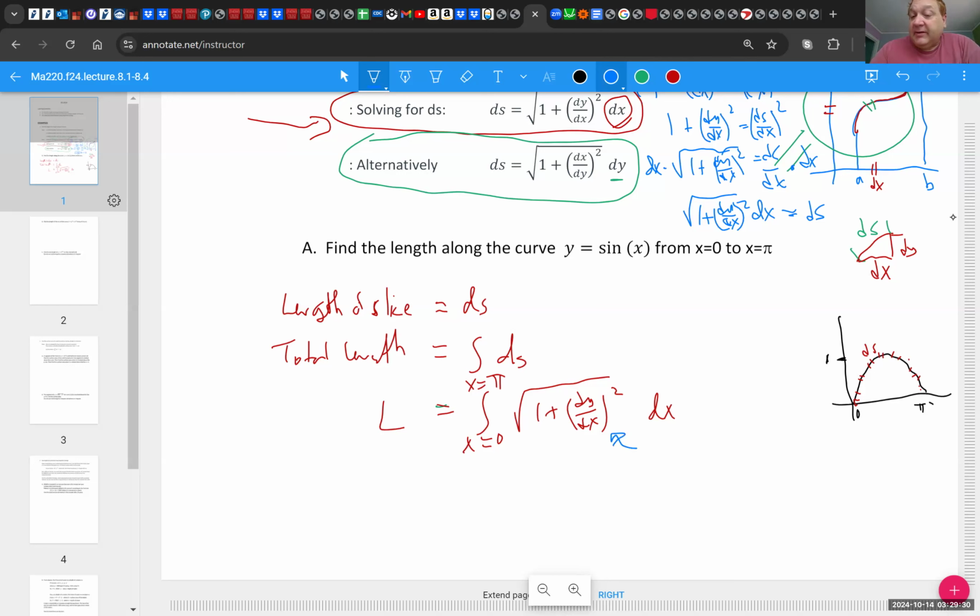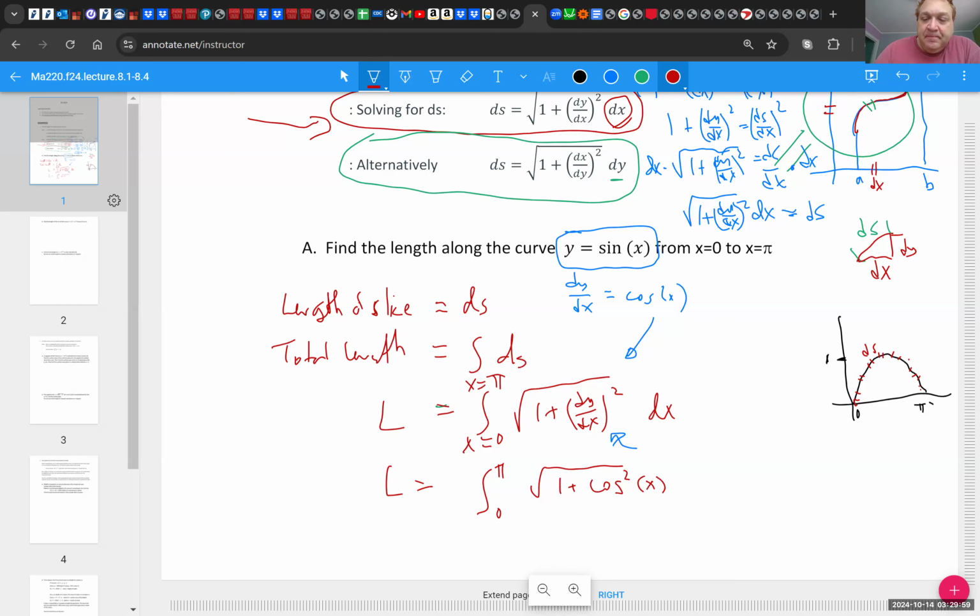But we know what dy dx is. Dy dx is just the derivative. So if y is equal to sine x, then I know that the derivative is equal to cosine x. And so I can just fill that in to my formula. So that means my length is the integral from 0 to pi, square root of 1 plus the derivative, cosine x squared, which we oftentimes write like that, and dx. And if we can calculate that antiderivative, plug in the 0 and the pi and subtract, we get our length.